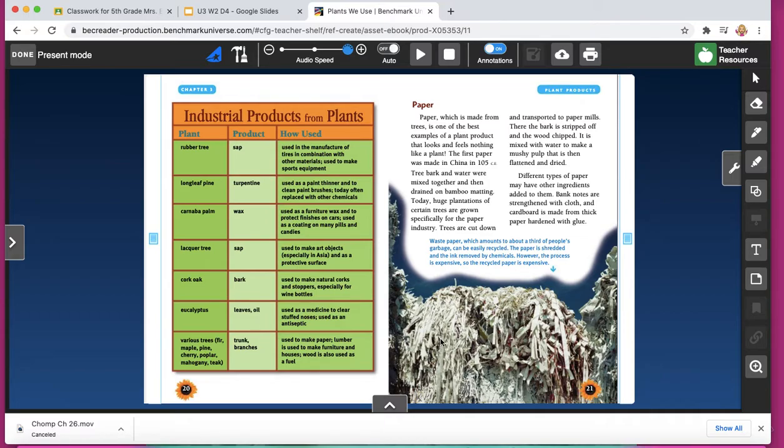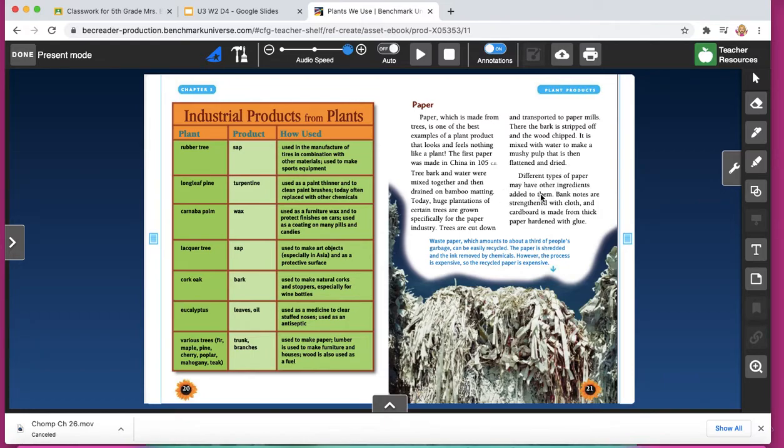Of course not. It had to be processed, right? It says tree bark and water were mixed together and then drained on bamboo matting. Today, huge plantations of certain trees are grown specifically for the paper industry. Trees are cut down and transported to paper mills. There, the bark is stripped off and the wood is chipped. It is mixed with water to make a mushy pulp that is then flattened and dried.